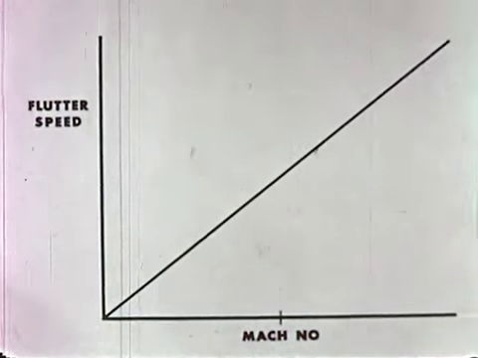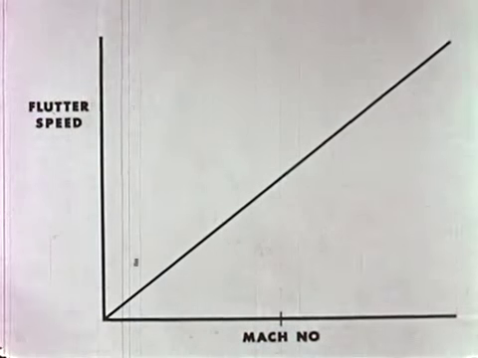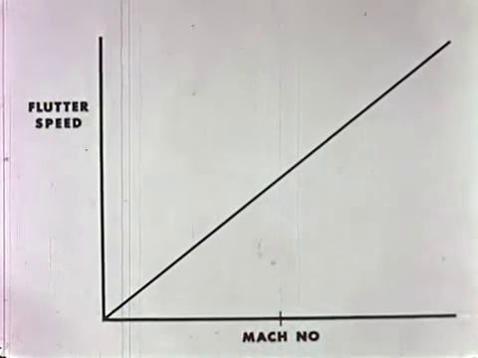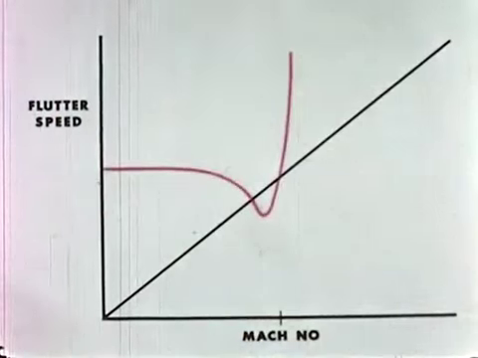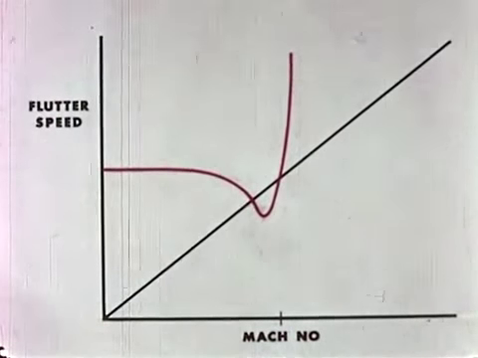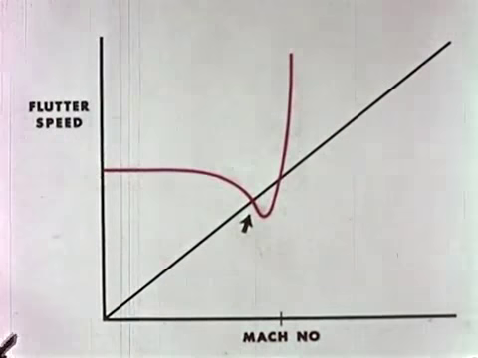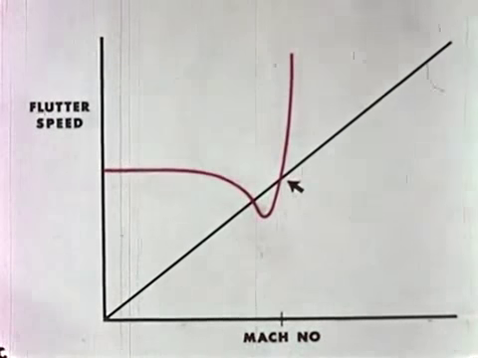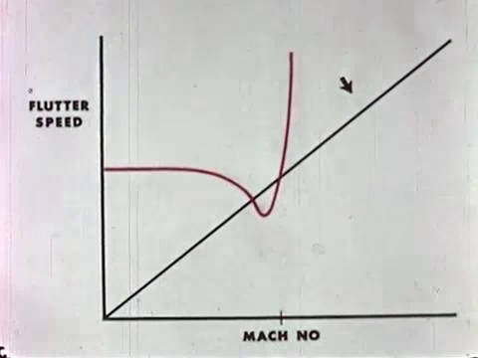This line shows the relationship between flutter speed and Mach number for an aircraft flying at constant height. The effect of compressibility on the flutter speed may look like this, indicating flutter over a range of transonic speeds with stability at higher speeds.